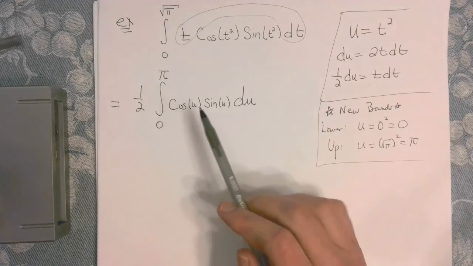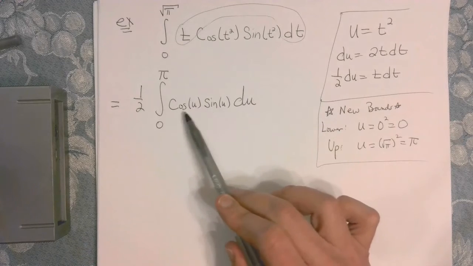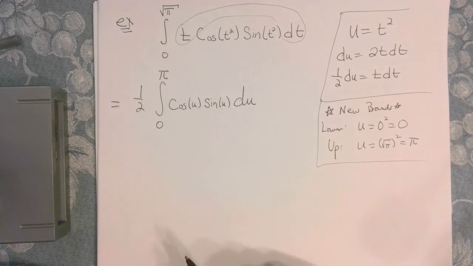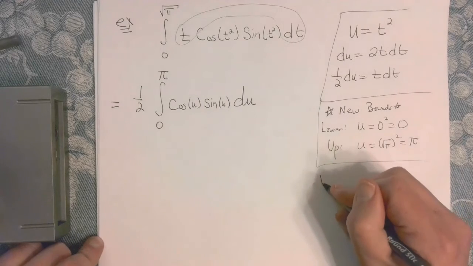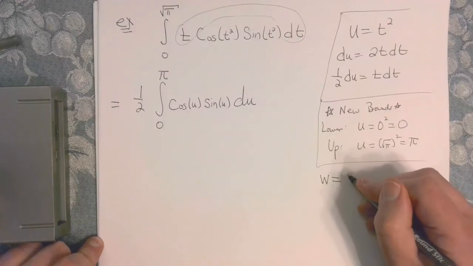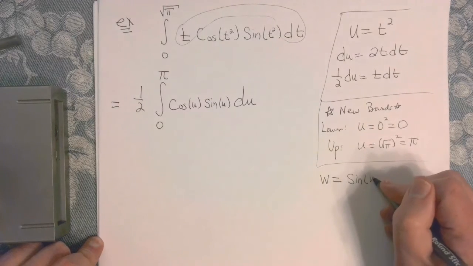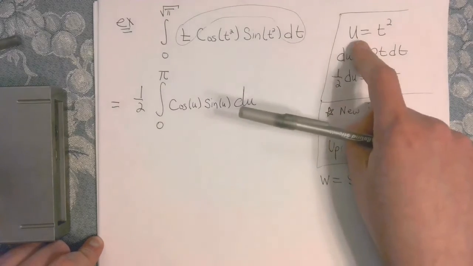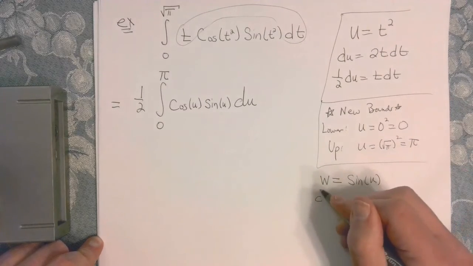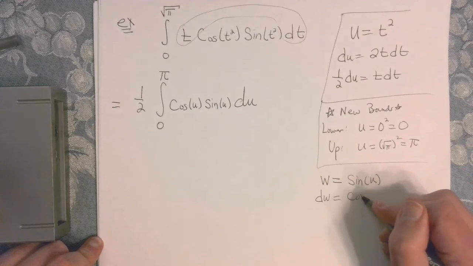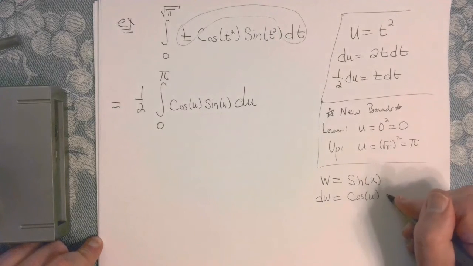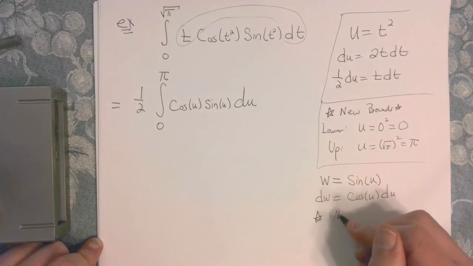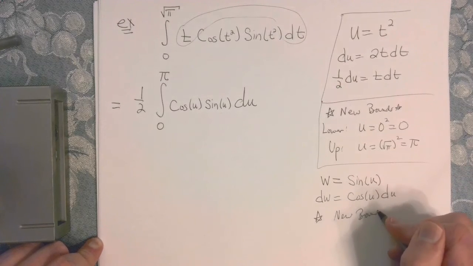Okay, so I know that sine and cosine are related by a derivative. So we can actually make a second substitution here. So let's go ahead and let w equal the sine of u. Notice I pick a new substitution variable. That's not to confuse this u. Now when we take the derivative, dw is exactly cosine of u times du. And again, we're going to need some new bounds. So new bounds.